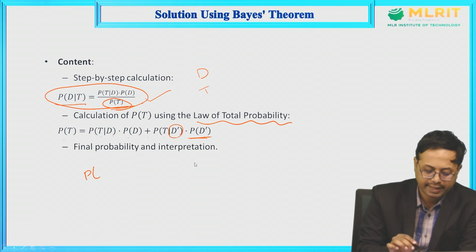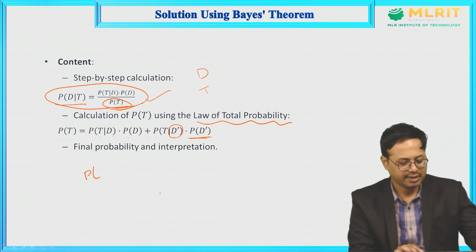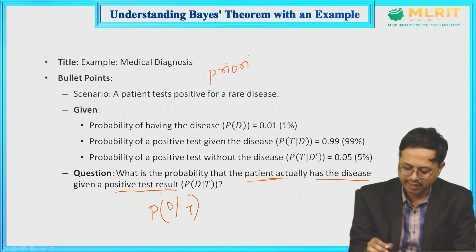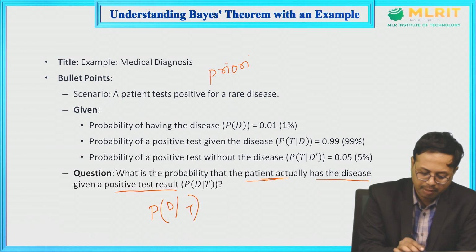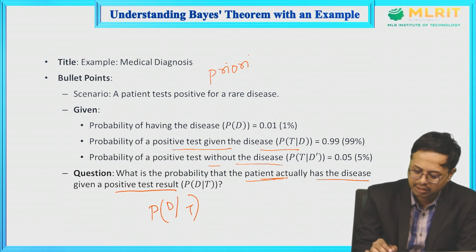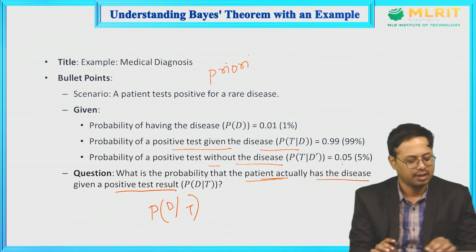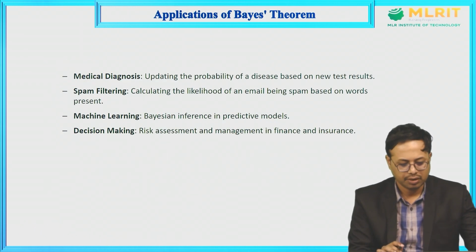Find the probabilities of interest. You know the values; in the previous one, we discussed the given values. Find the probability of a positive test given the disease, and the probability of a positive test without the disease. You have been given the values; you just have to substitute them.